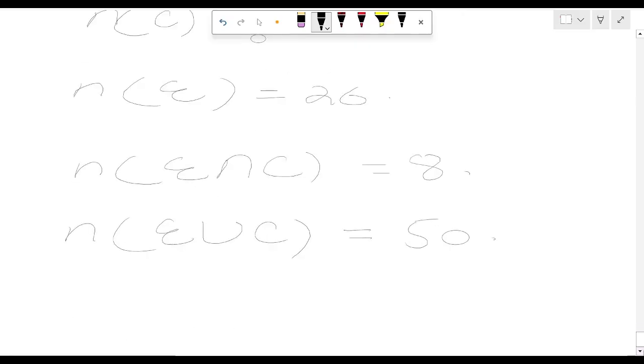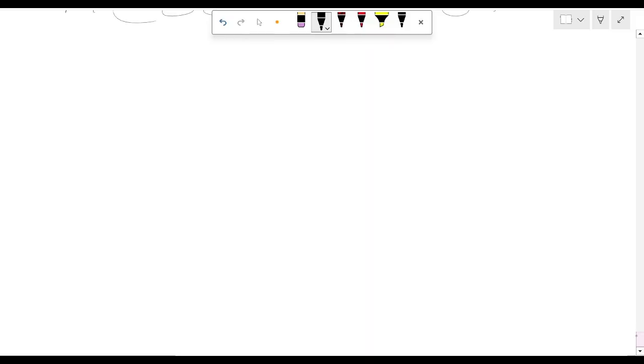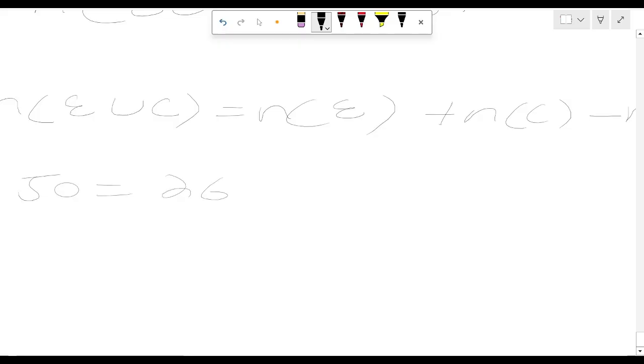In order to do that, we will use the first formula, which is n of E union C is equal to n of E plus n of C subtracted from n of E intersection C. Okay, so I'll just place the values now. So I'll place here 50 is equal to 26 plus n of C subtracted from 8.